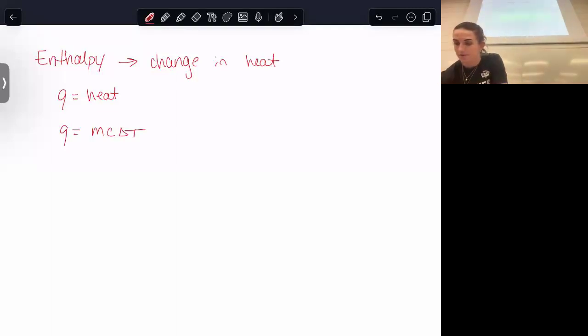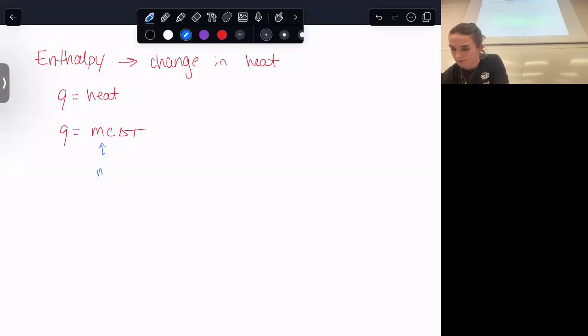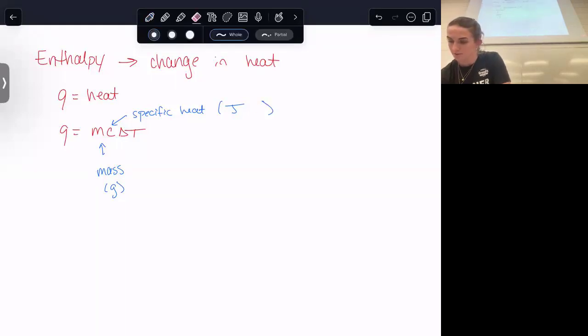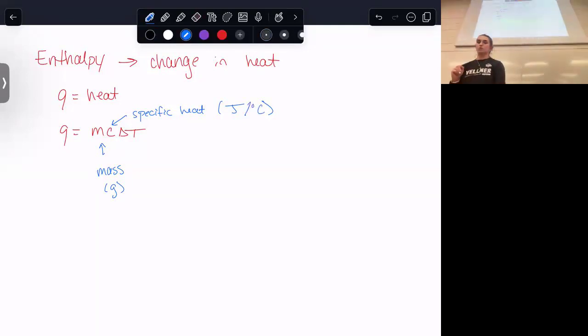What is M here? Awesome. What unit is mass in? Grams. What is C? This is your specific heat. Does anyone know what unit those are in? It's like joules times degrees Celsius, I think. Or joules per Celsius, it's joules per Celsius. Joules per degree Celsius. This could also be kilojoules per degree Celsius, but some sort of energy, some sort of joule, and then degree Celsius.